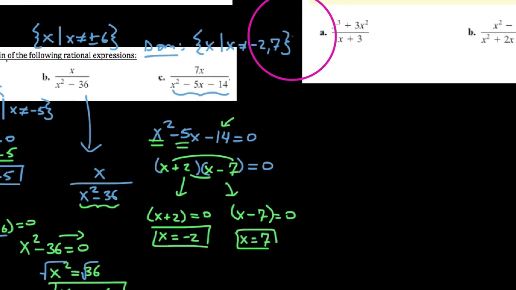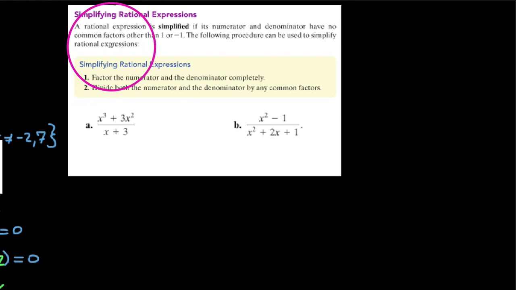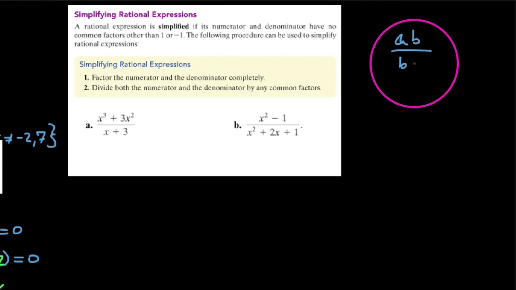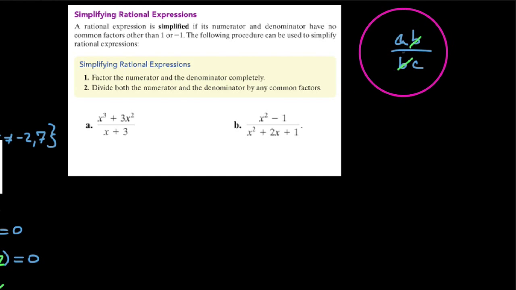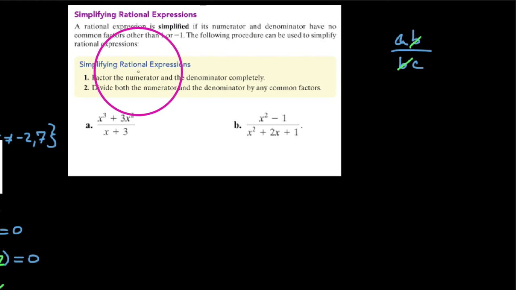Okay, so let's talk about how we simplify rational expressions. When we talk about simplifying a rational expression, we basically say that the numerator and denominator have no common factors other than 1 or -1. It's the same reasoning we would use here if I had this expression. I would not want to leave these b's intact because I know I could divide those out of the top and the bottom. So using that same reasoning, when you simplify a rational expression, here are the steps we'll take. We're going to factor the numerator and denominator completely and divide out any common factors amongst the two.